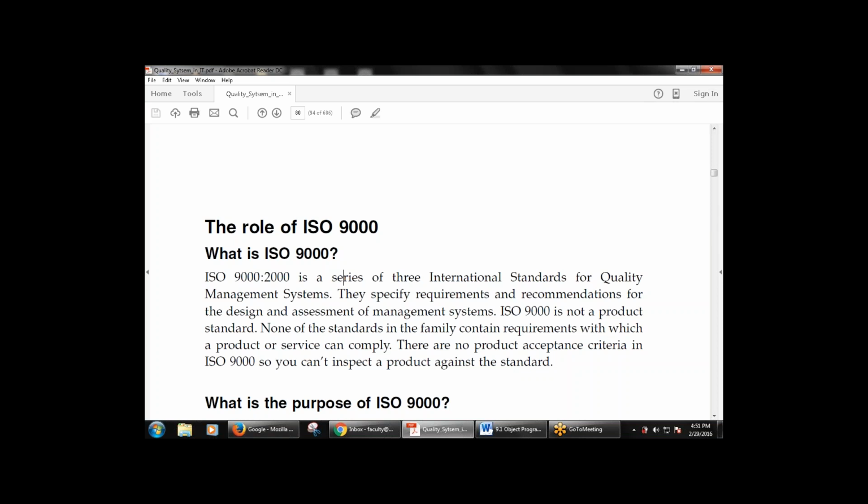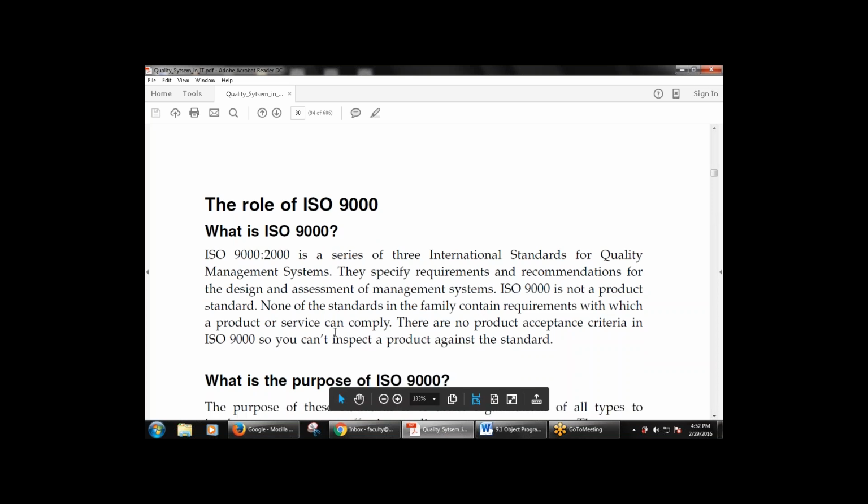ISO 9000 is not a product standard. None of the standards in the family contain requirements with which a product or service can comply. There are no product acceptance criteria in ISO 9000, so you can't inspect a product against the standard. So there is no product that is inspected against the ISO 9000 standard.